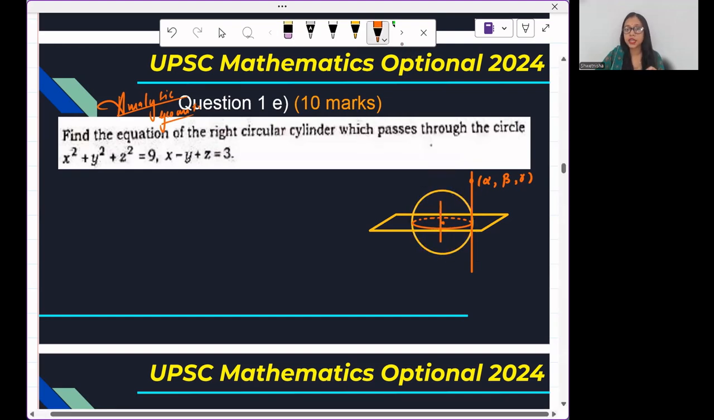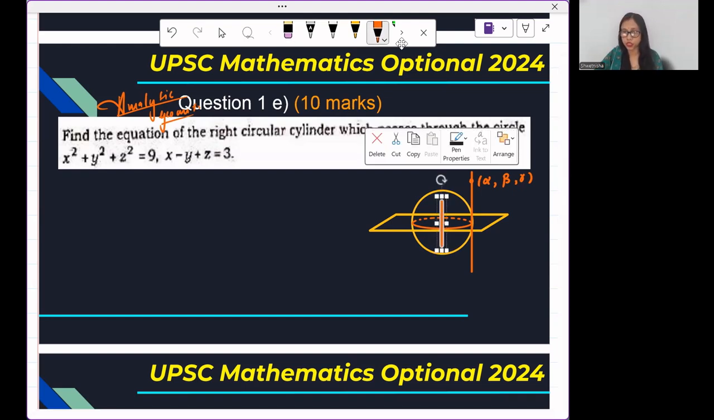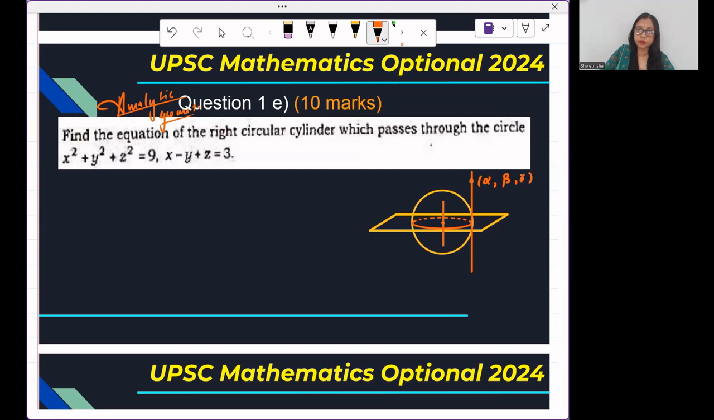This line is perpendicular to your plane and passing through the center of the circle, or the center of the sphere also, I can say. All right.